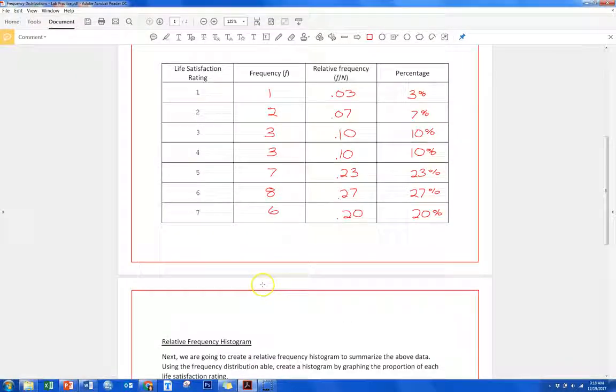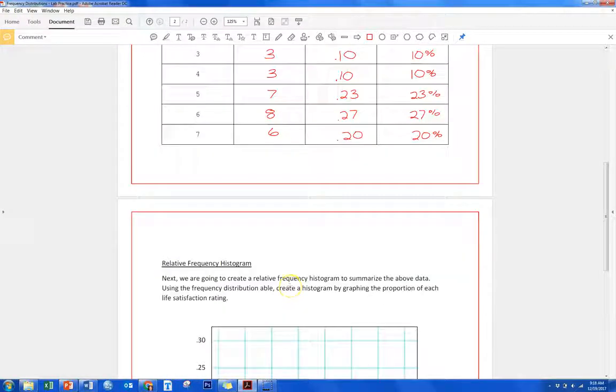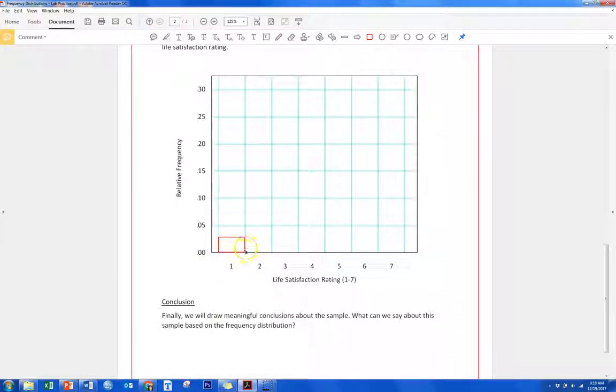Now, what about the 2's? Relative frequency for the life satisfaction rating of 2 is 0.07. So we'll go down here and we will create another bar.